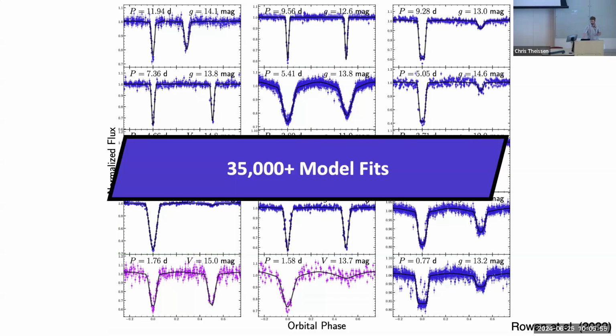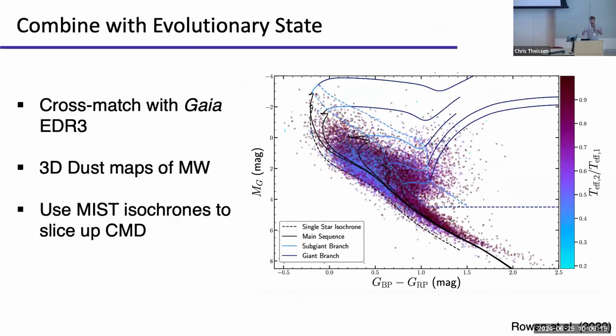And in total, we have more than 35,000 detached eclipsing binaries with these PHOEBE model fits. This is the largest sample by more than an order of magnitude. And what we're actually solving for here is parameters related to the orbit, like the eccentricity and the inclination, as well as parameters related to the stars themselves, namely the ratio of the effective temperatures and the fractional radii. And this means we can start to explore some of the distributions between those parameters.